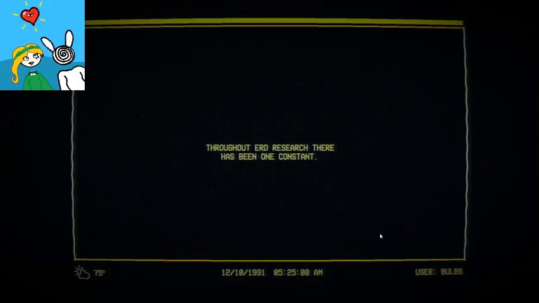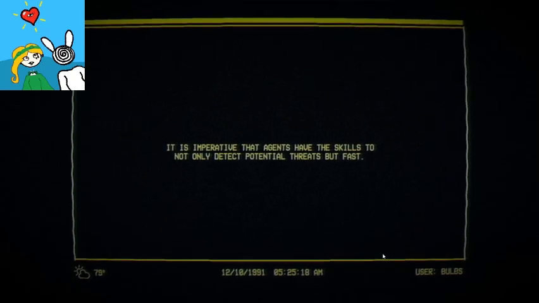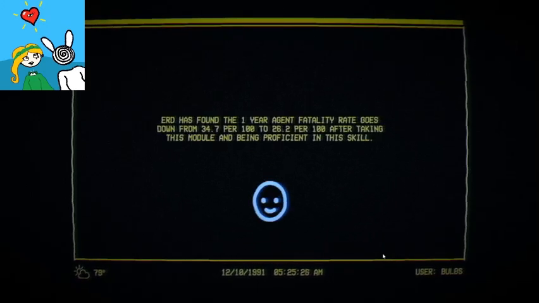Throughout ERD research there has been one constant. Entities who possess human characteristics are the most violent, deceptive, and are the greatest threat to public security. It is imperative that agents have the skills to not only detect potential threats but fast. ERD has found the one-year agent fatality rate goes down from 34.7 per 100 to 26.2 per 100 after taking this module, and being proficient in this skill.